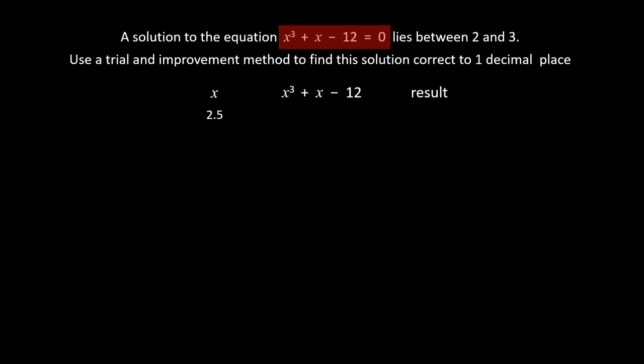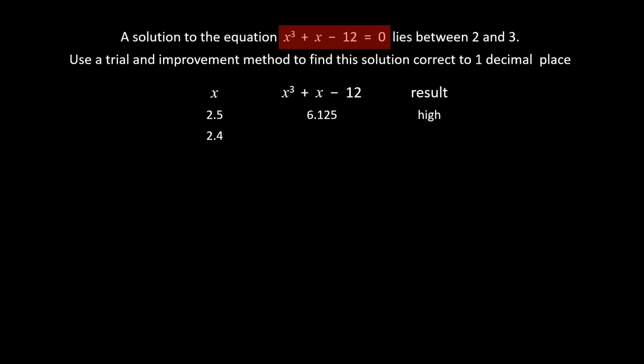So now let's plug 2.5 into that equation. So we do 2.5 cubed plus 2.5 minus 12, and we get 6.125. Now that's too high. Remember, we want 0. So there, we'll put high. So now we've got to drop x to 2.4. Remember, no big jumps, no jumping around with big steps or anything. Just 0.1 at a time.